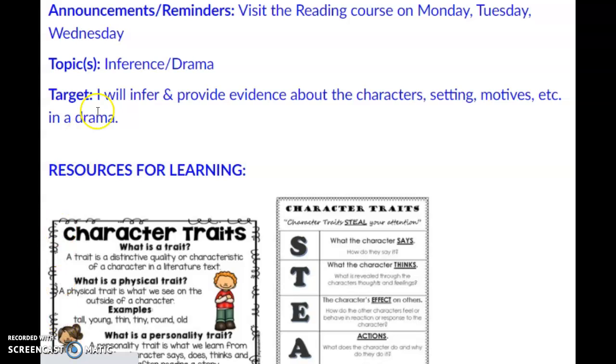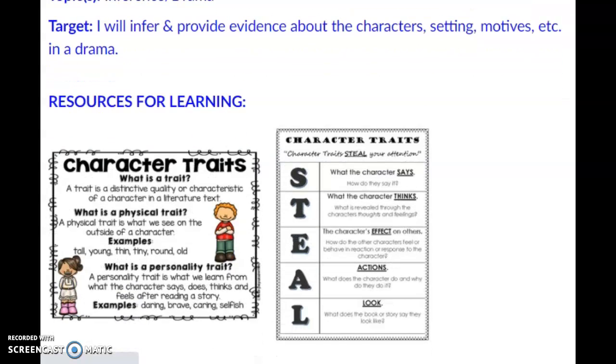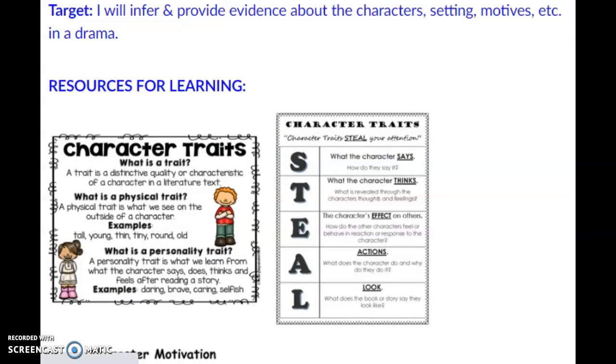Boys and girls, today we are going to be making inferences and providing evidence about the characters, settings, and motives in a short drama or play. Just as a review, when we infer, we use clues from the text added to what we already know, and that's how we arrive at our inference.